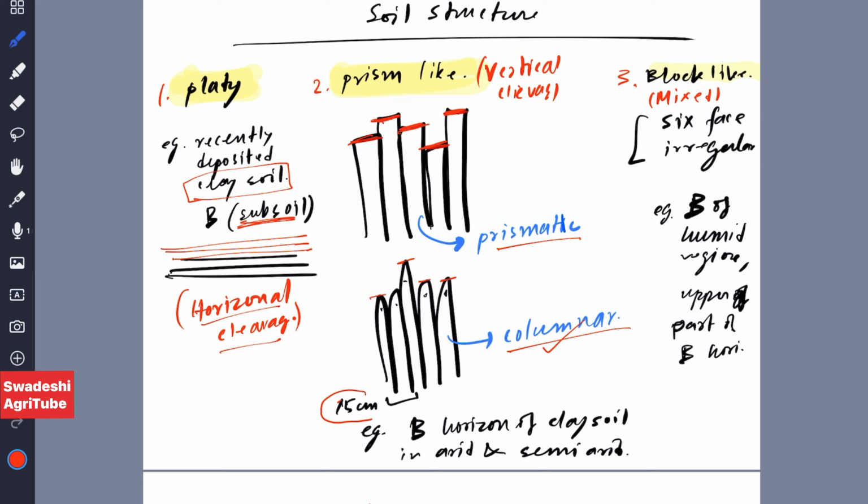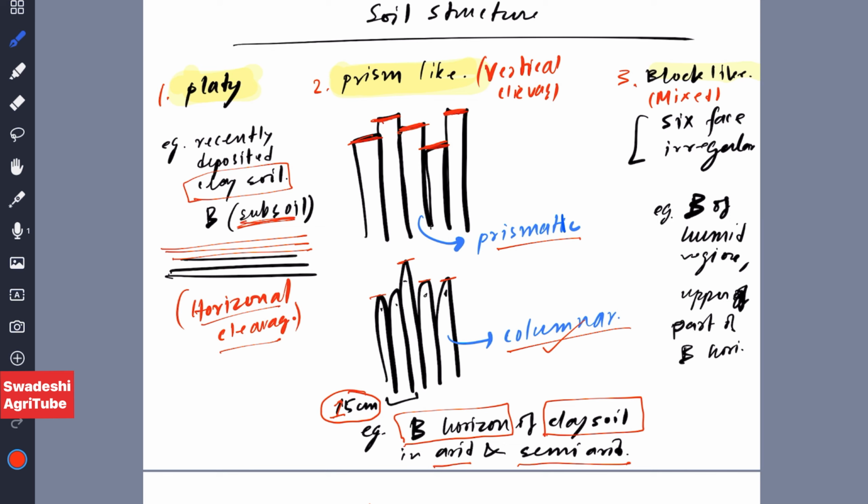And the particles or peds in this prism-like structure, we can see that the diameter of them is 15 centimeter. And prism-like structure is again found in the B horizon and in clay soil of the arid and semi-arid region. So these two important points you have to remember.